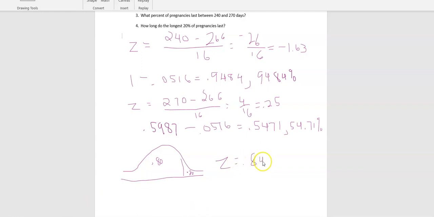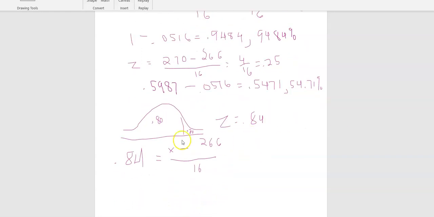So let's do our formula backwards. We're going to put 0.84 on the left. We don't know what x is. That's what we're trying to find. But our mean is still 266. And our standard deviation is still 16. And let's solve that equation. Let's multiply by 16 on both sides to get it out of the denominator. Over here, we'll cancel out. And 16 times 0.84 gives me 13.44.